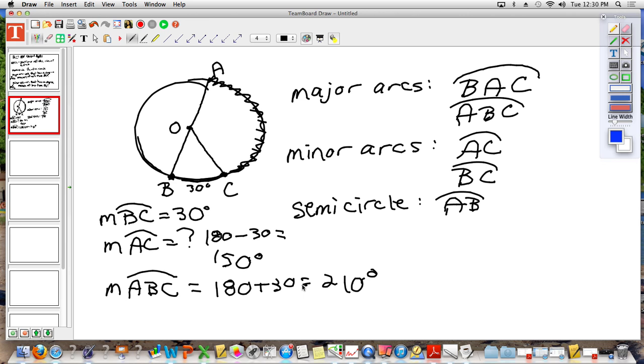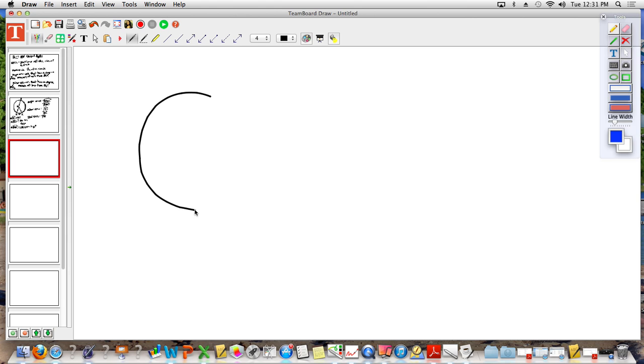Two more words I want to show you guys. Draw a circle. Put a dot in the middle. Label this point P. And draw Pac-Man.